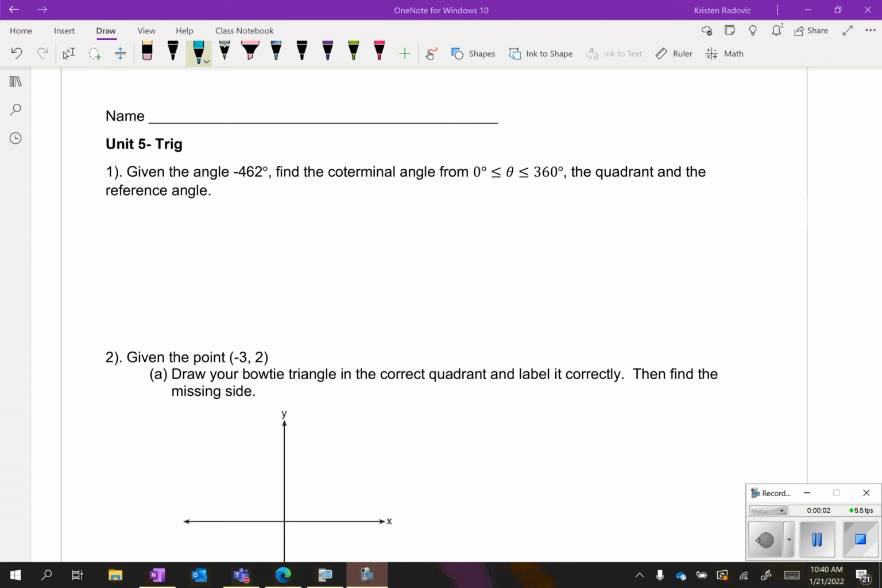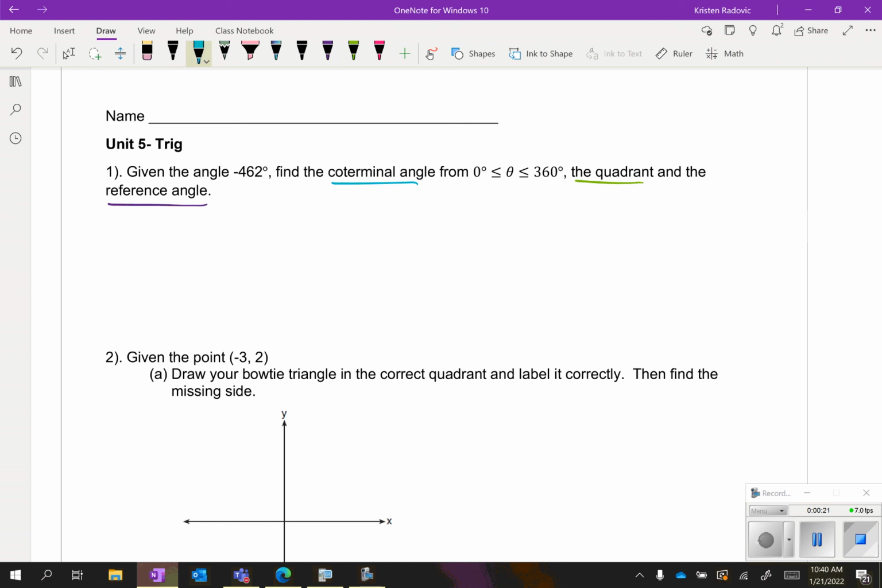Hello, we are on the Unit 5 trig review sheet, and the question is, given the angle negative 462, find the coterminal angle from 0 degrees to 360 degrees, the quadrant, and the reference angle. Now this question is asking for three separate things.